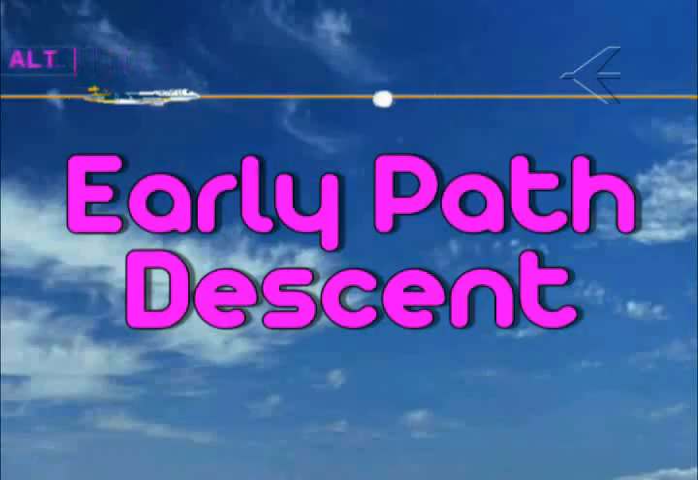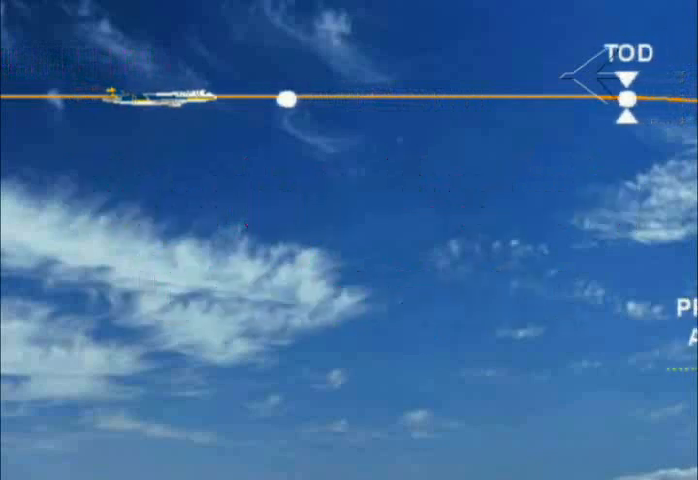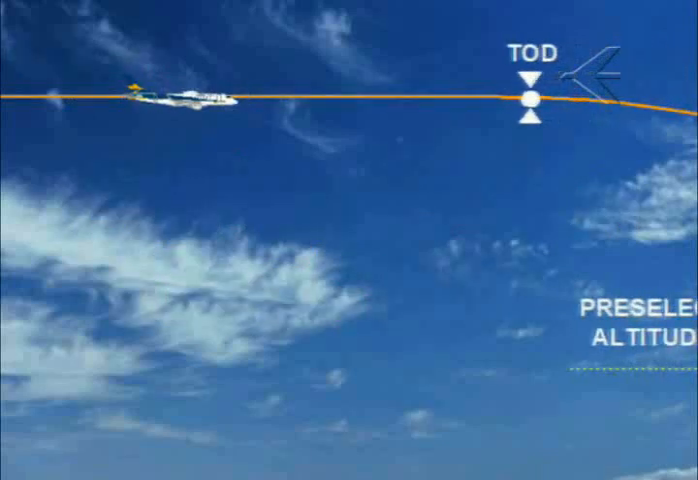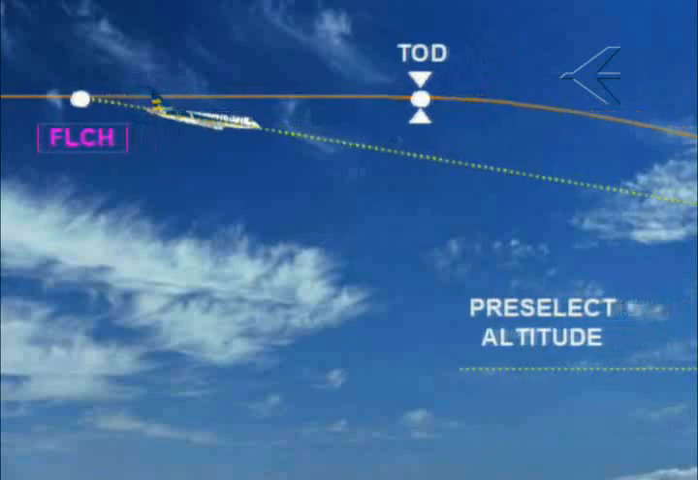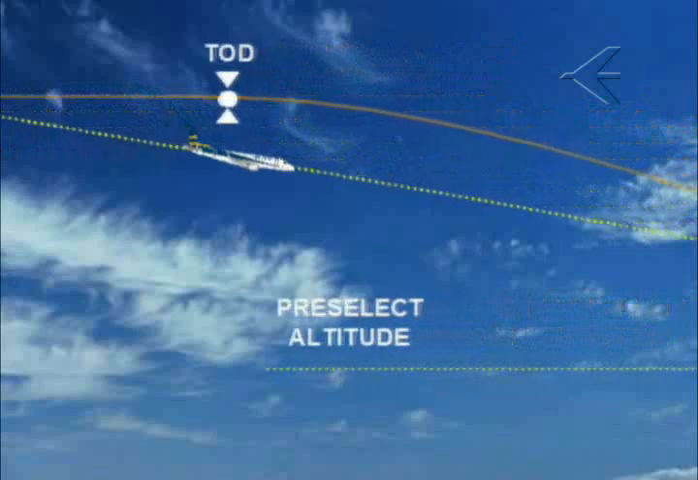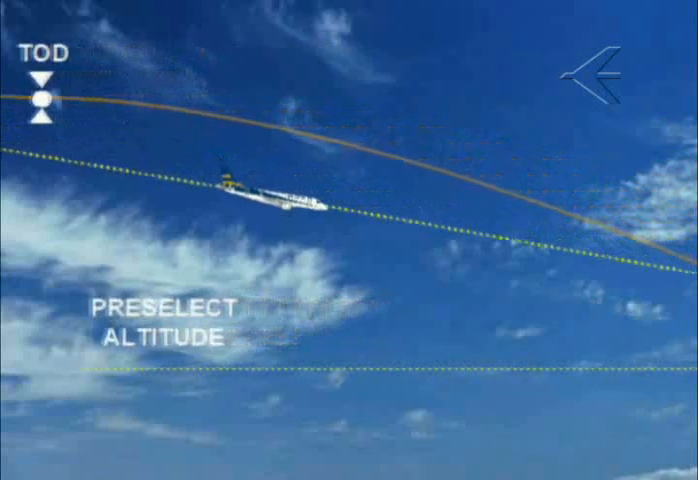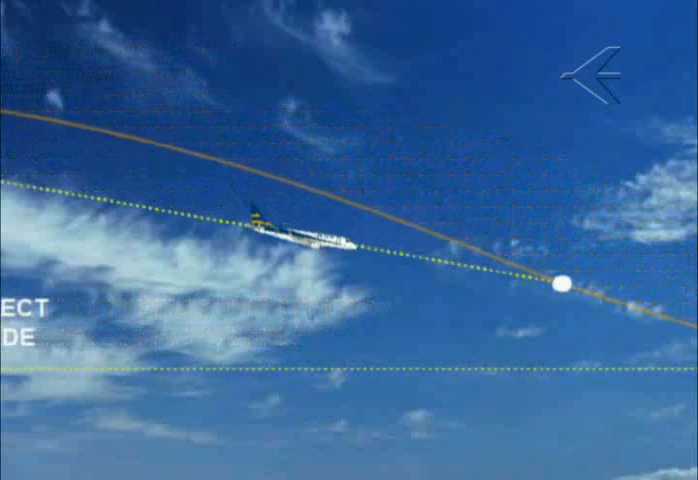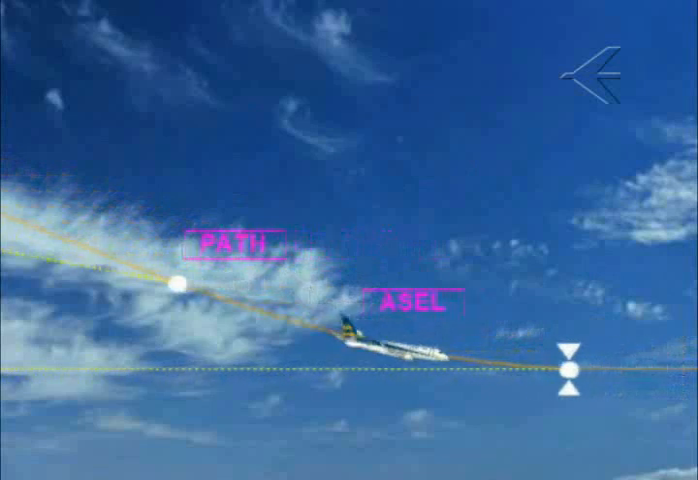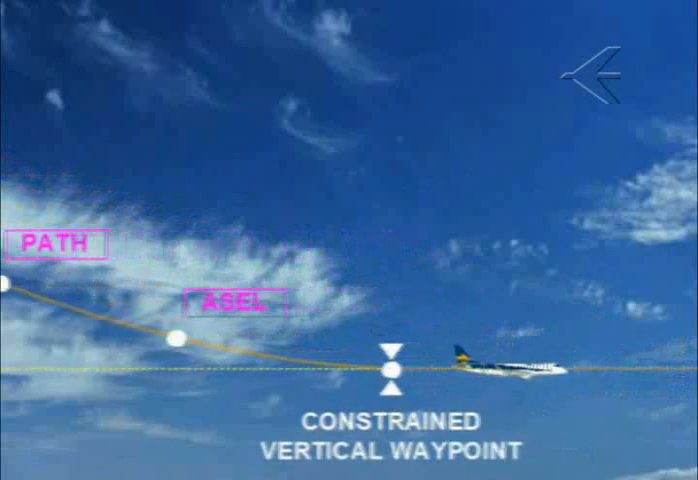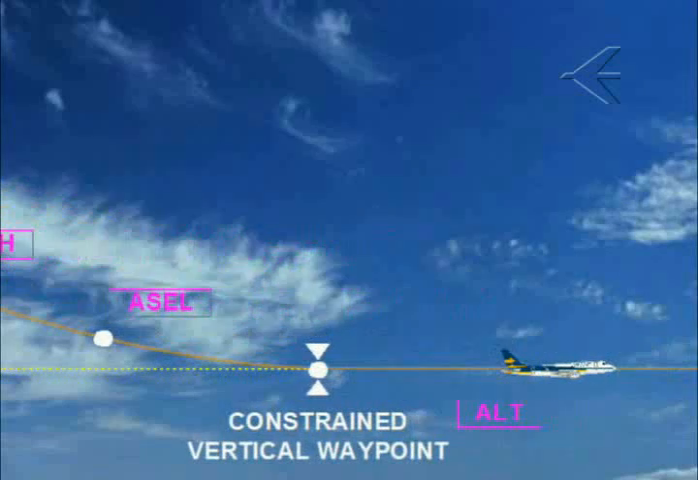Early path descent. The steps are as follows. Any time before the aircraft reaches the top of descent, the altitude preselector is set to the ATC cleared altitude. Press the flight level change button to begin to descend. The flight guidance computer switches to VFLCH to begin the descent. As the path is approached, the vertical deviation is displayed on the PFD. When the path is intercepted, the FMS switches to PATH. The flight guidance computer does a normal level off, switching from PATH to ASEL to ALT.